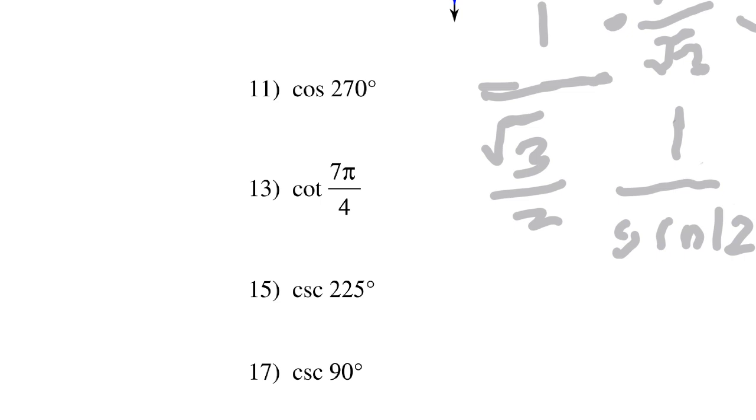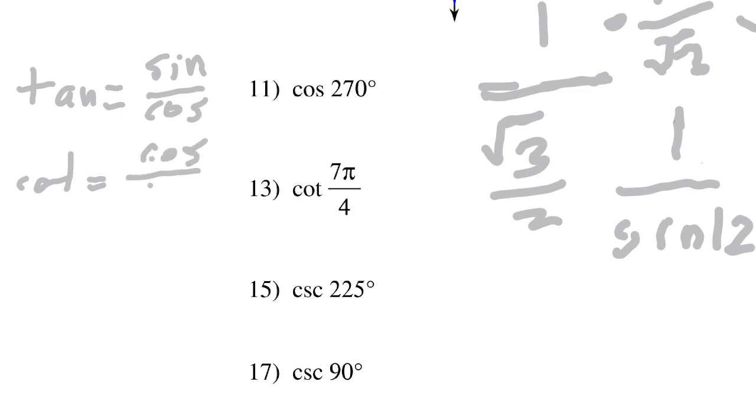All right. So cotangent is 1 over tangent, okay? Or we can think about it another way. Tangent is sine over cosine. So cotangent would be cosine over sine. So let's do it this way. Let's use the second method there. Let's think of it as cosine over sine.